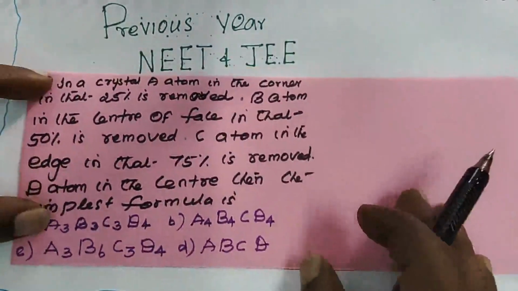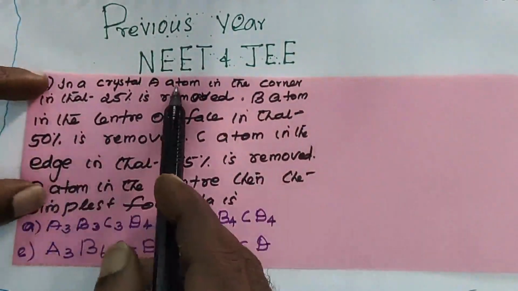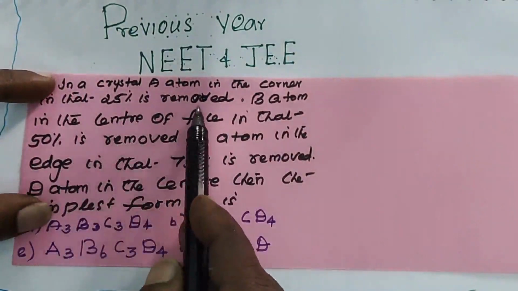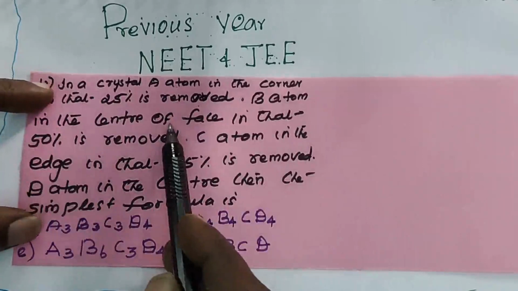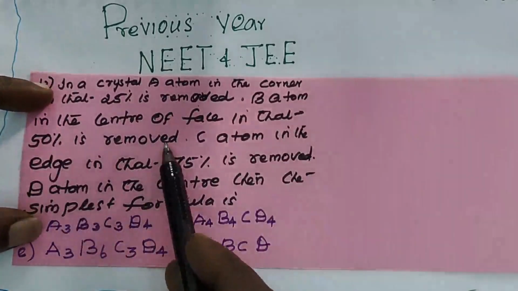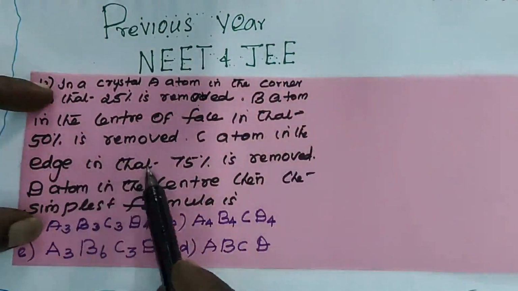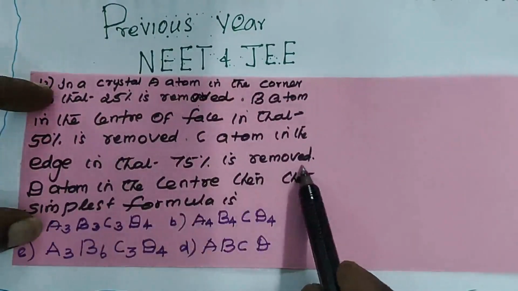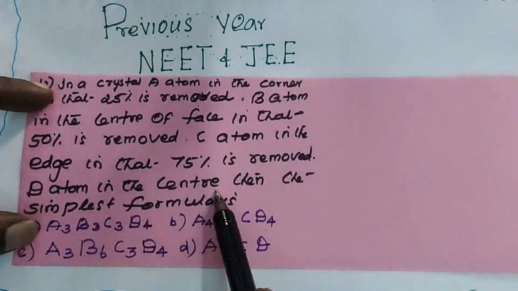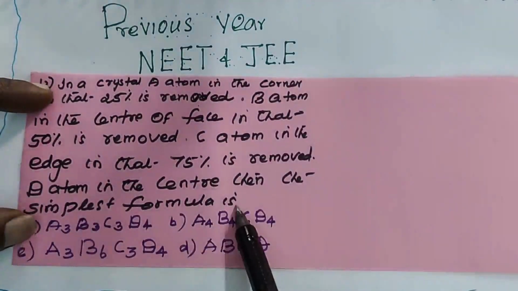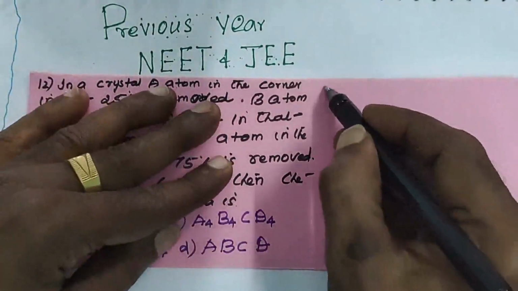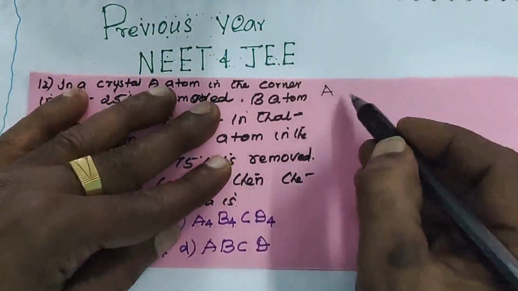Then the 12th question. In a crystal, A atom in the corner, in that 25% is removed. B atom in the center of the face, in that 50% is removed. C atom in the edge, in that 75% is removed. D atom in the center. Then find the simplest formula.